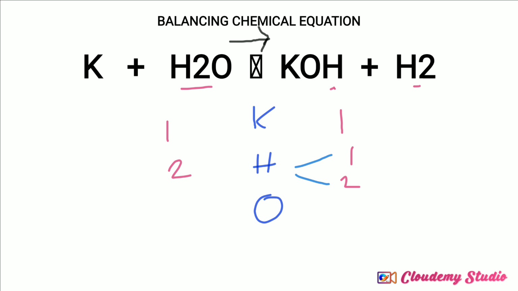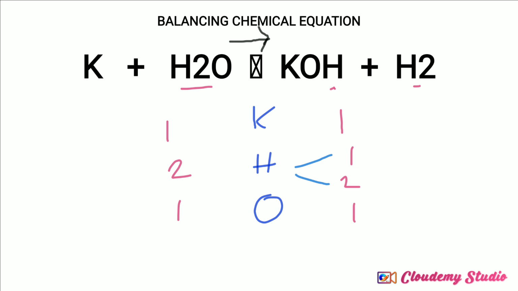The next atom is oxygen. Oxygen at the left hand side, how many atoms are there? Only one atom. Oxygen at the right hand side also, only one atom. Now we have completed the listing of atoms of the reactants as well as the products.